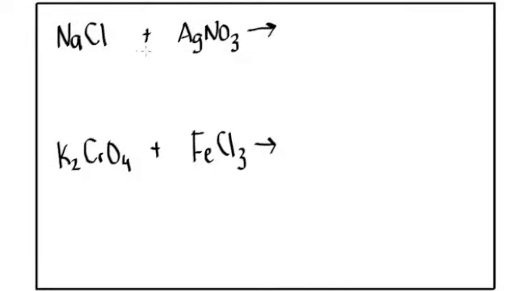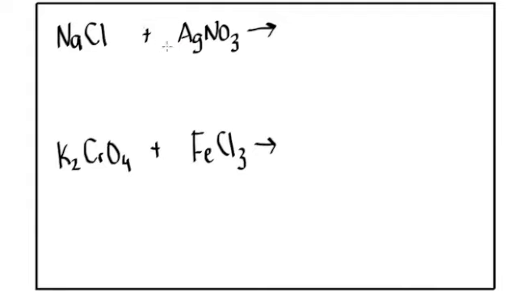I think we need to look at some of these double displacement reactions and figure out just exactly how to go. A lot of you are pretty good at predicting solubility. You're not great at writing the proper formulas. So let's look at sodium chloride and silver nitrate, so NaCl and AgNO3.